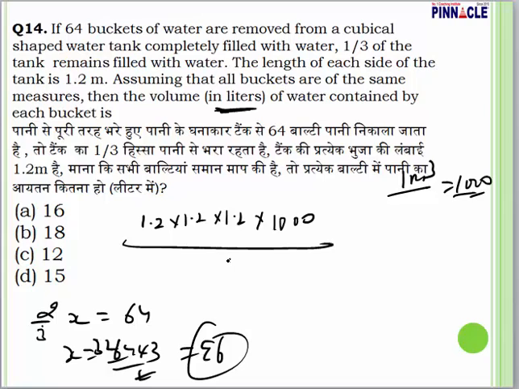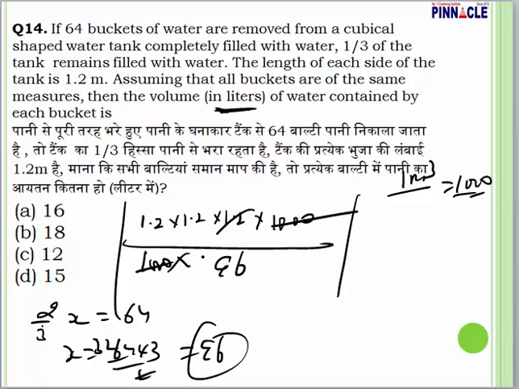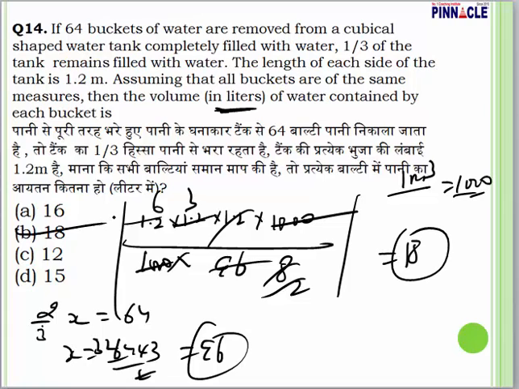So the volume of one bucket would be the total volume of the tank divided by 96, the number of buckets. When the tank is fully filled, there will be 96 buckets of water, so we can find one bucket's volume from this. In place of the decimal, you can write this, so it would be equal to 80 liters, the volume of a bucket. Answer is B. Next question, question number 15.